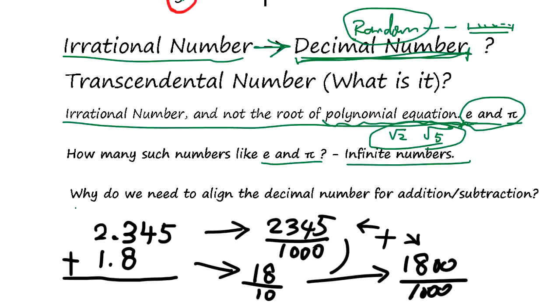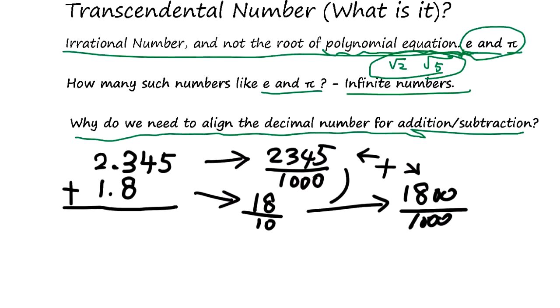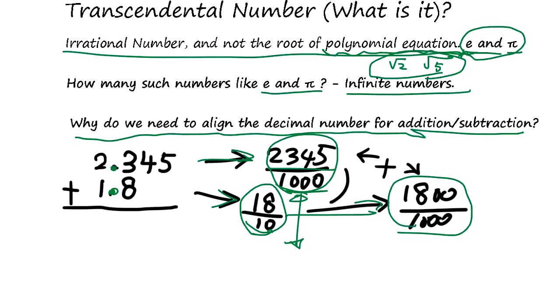So here's the reason why we need to align the decimal numbers to do addition and subtraction. Suppose you have to add these; we have to align the decimal numbers. The reason is you convert into a ratio, but in order to add this fraction to this fraction, you have to align this number, right? So we multiply this to 1800 over 1000. Then you can add or subtract, whatever. And that's exactly what you're doing, is aligning.